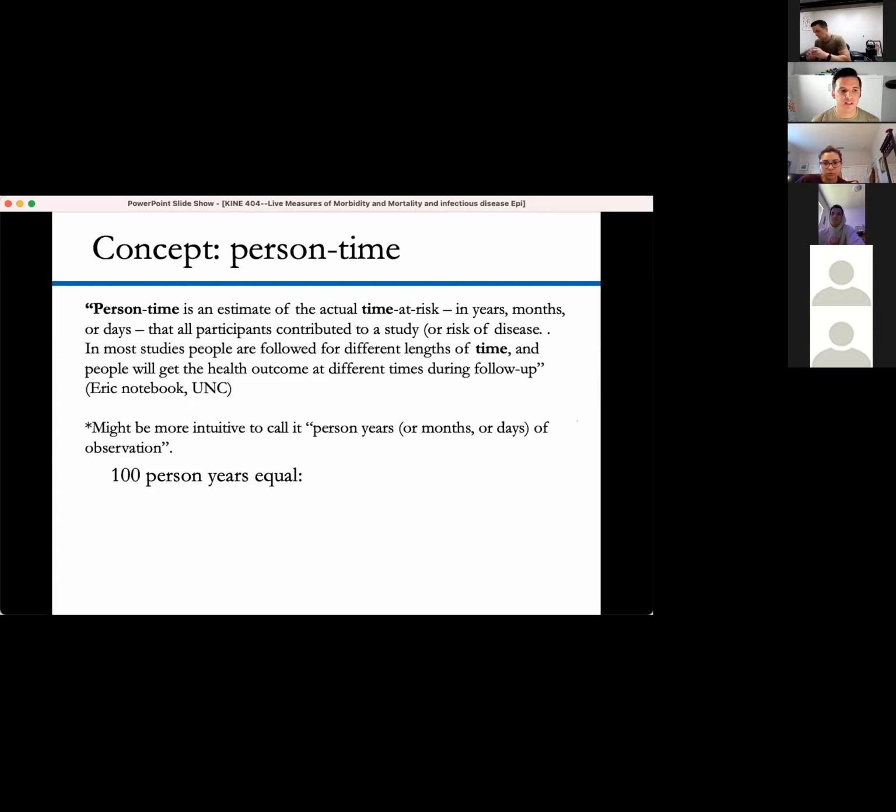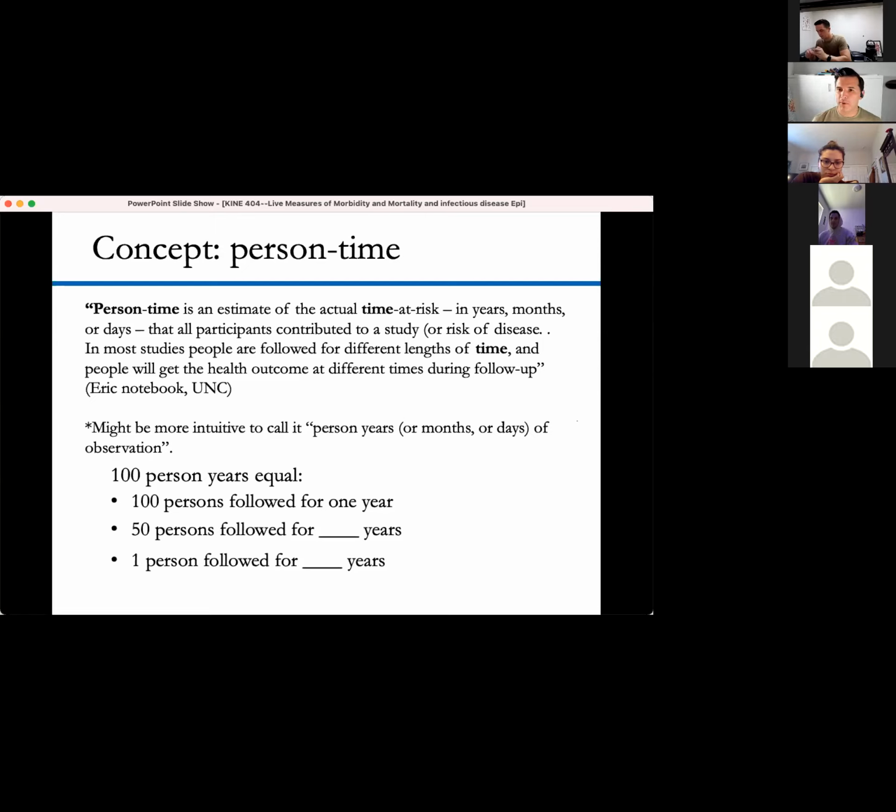It could also equal 50 persons followed for how long? So if I want 100 person years, it could be 50 people. Kevin, I see you holding up your fingers. 50 people followed for 2 years. So basically that means that each of those 50 people are at risk of the disease for a total of 2 years that we are following them forward.